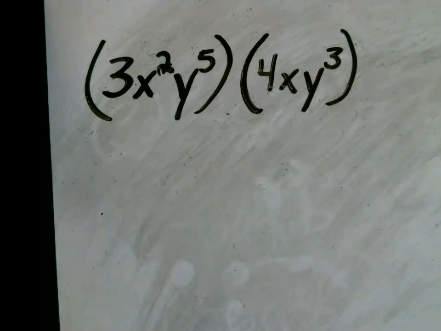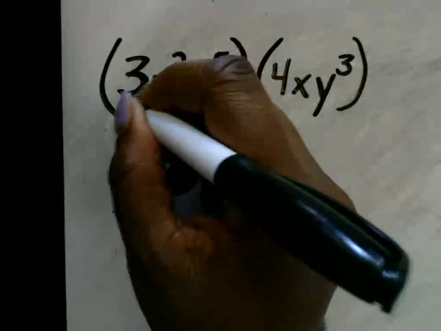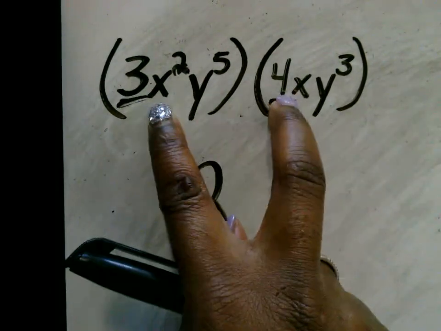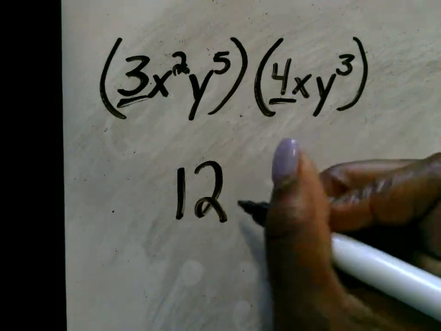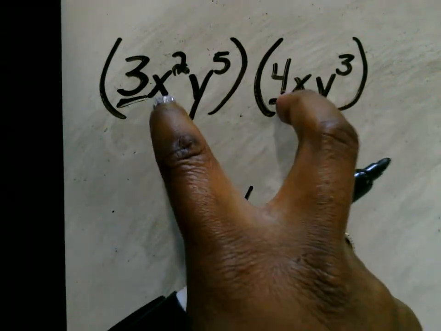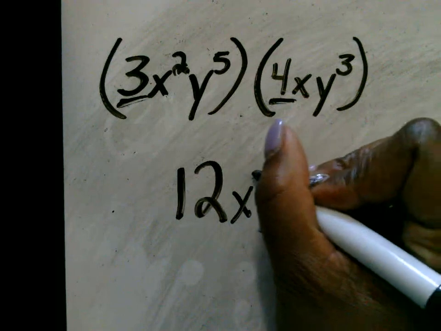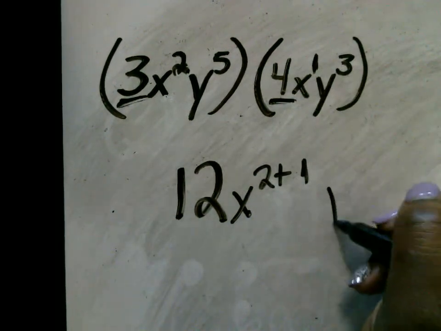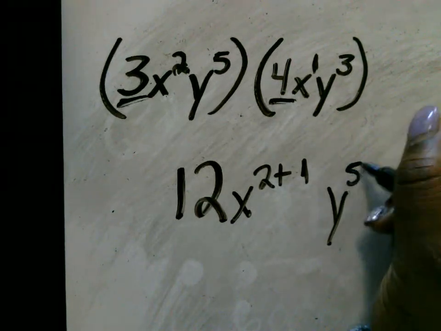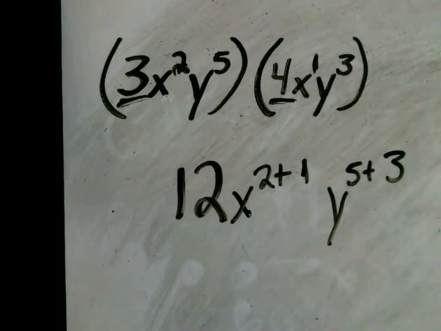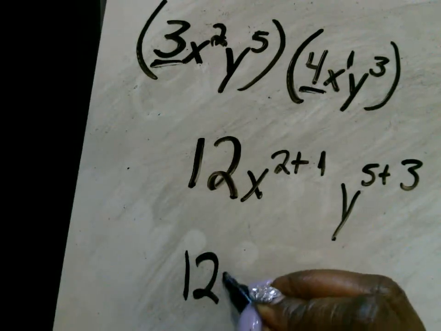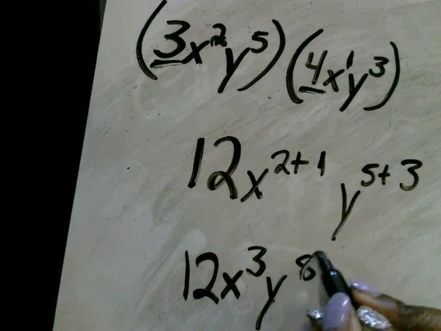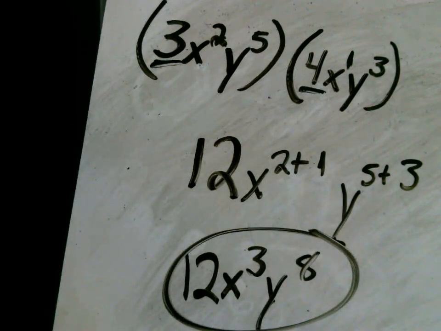All right, so let's see what we got. We're going to multiply the numbers first, right? What is 3 times 4? We got 12. So now we're going to multiply exponents that have like bases. So we add the exponents when you multiply exponents with like bases. So that's going to be 2 plus what? 1 is automatically a 1 here. And then for this one, it's going to be 5 plus what? 3. So my final answer is going to be 12x to what power? The third power. Y to what power? The eighth power. Okay, questions?